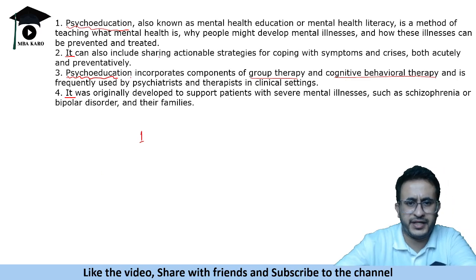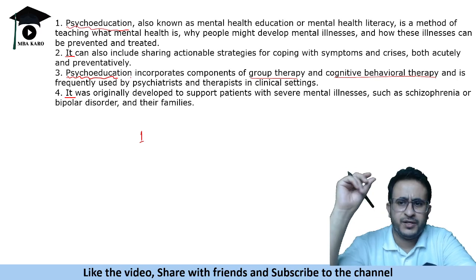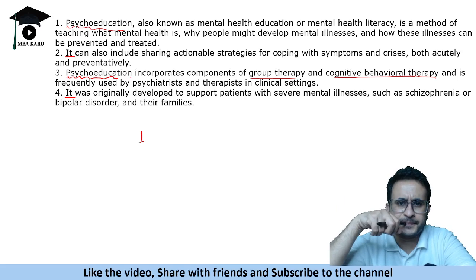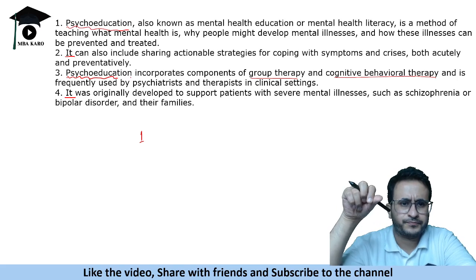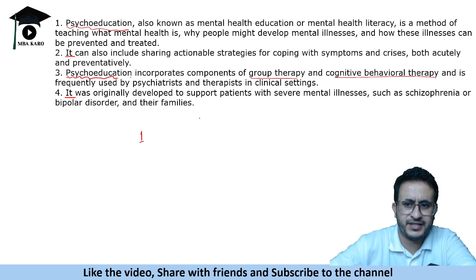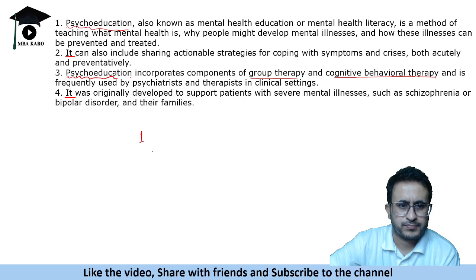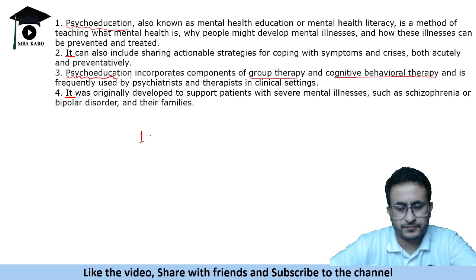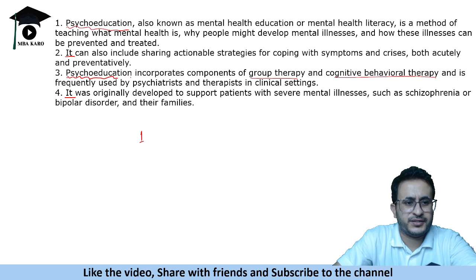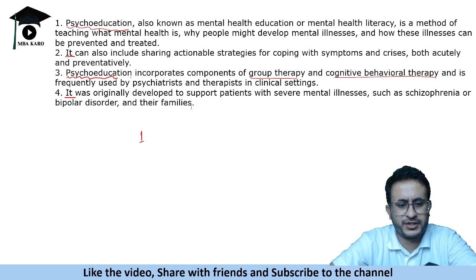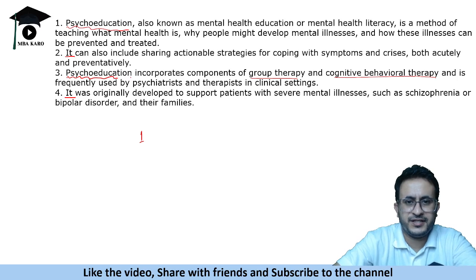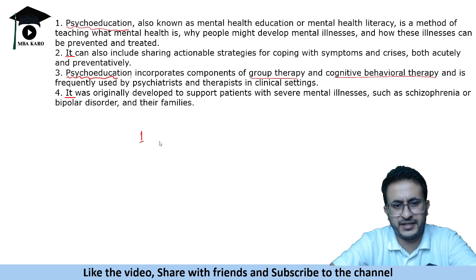It can also include sharing actionable strategies for coping with symptoms and crisis, both acutely and preventatively. It was originally developed to support patients with severe mental illness such as schizophrenia or bipolar disorder and their families. So now this becomes a tough one. It really becomes a tough one, because you do not see clear-cut connectives in this. So how do you decide what is the order? First, one thing that we have decided is that first is the opening sentence.